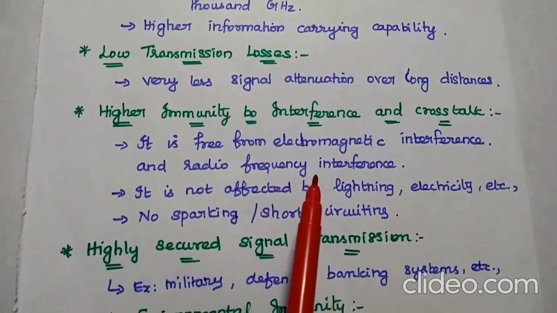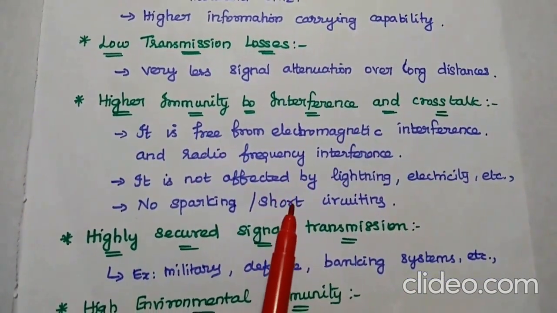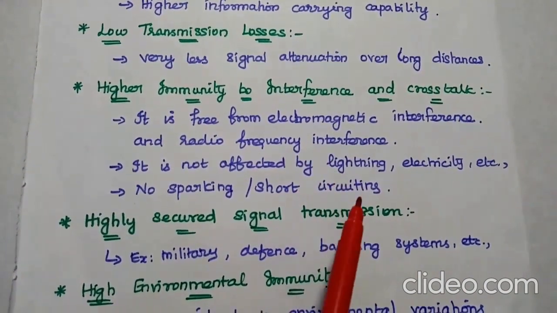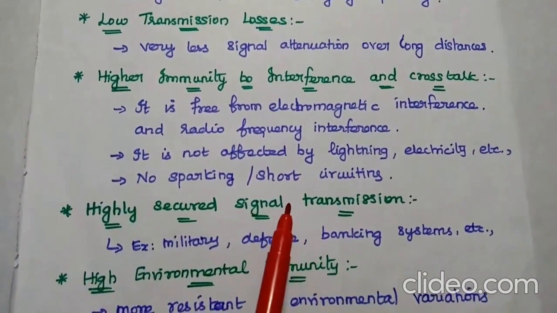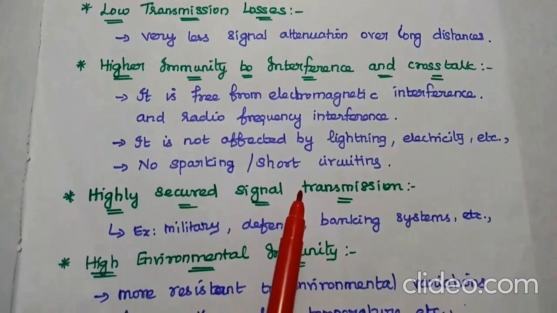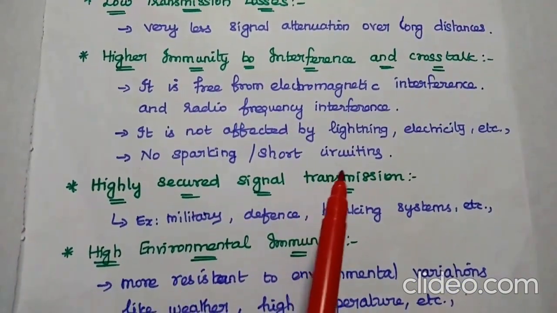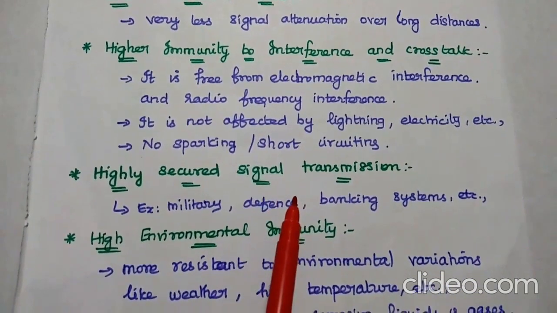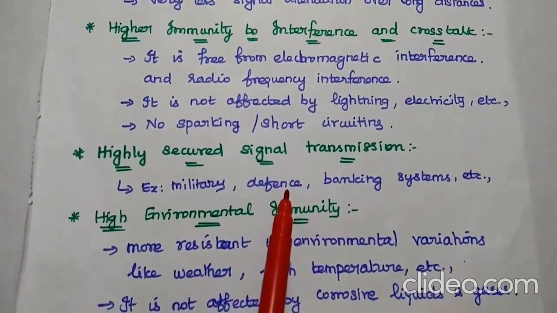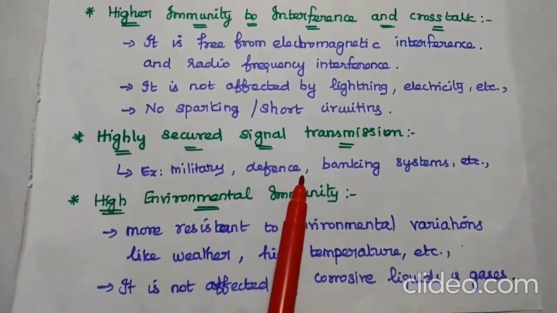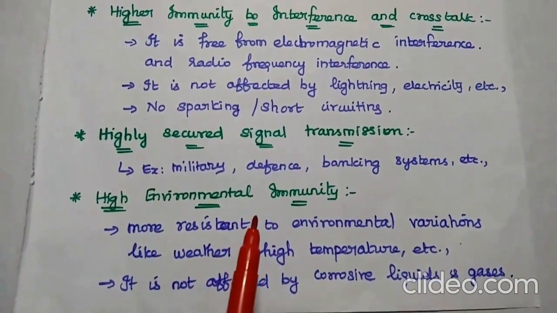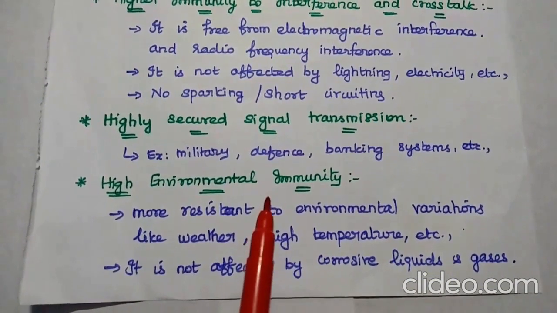Next one is highly secured signal transmission. Example: military, defense, banking systems, etc. So in these areas these optical cables are used. Then high environmental immunity, so it has more resistance to environmental variations like weather and high temperature. It won't get affected by corrosive liquids and gases.